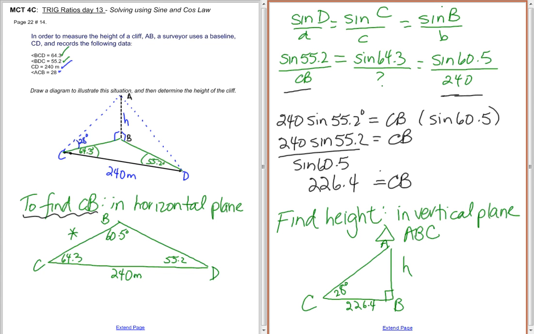So I can use SOHCAHTOA. I have adjacent, I want opposite. So I'm going to use tan. Tan of 28 degrees is the height over 226.4. So I'll multiply both sides by 226.4. The height is approximately 106.3.